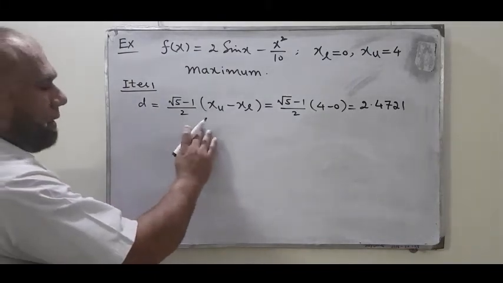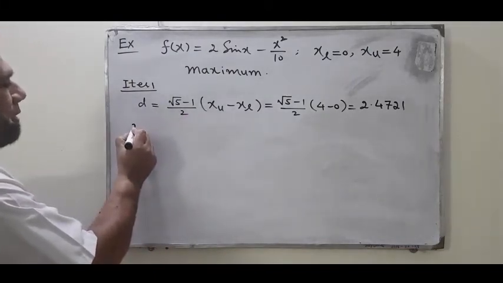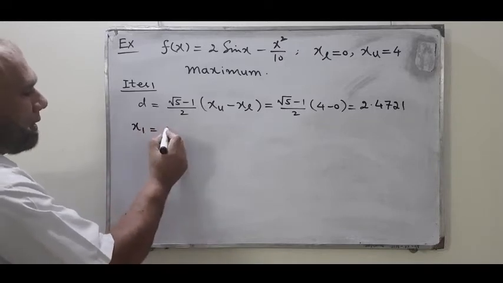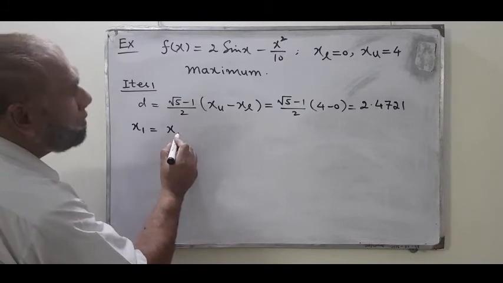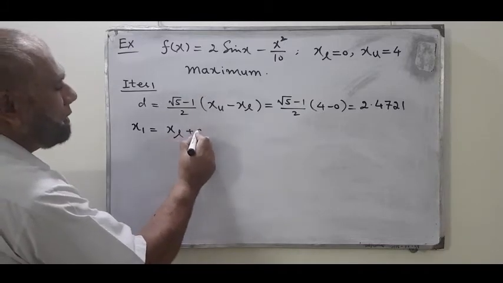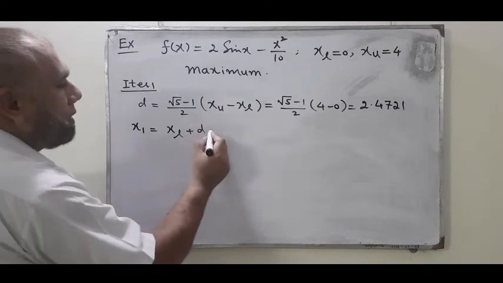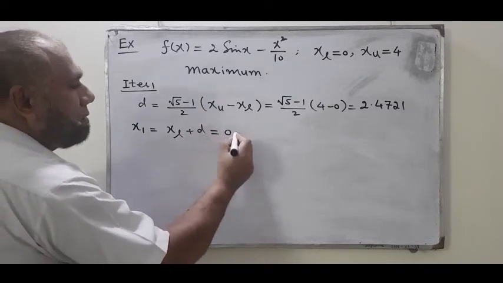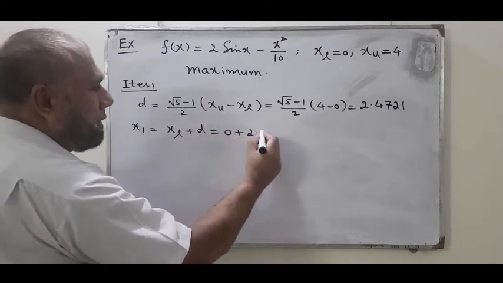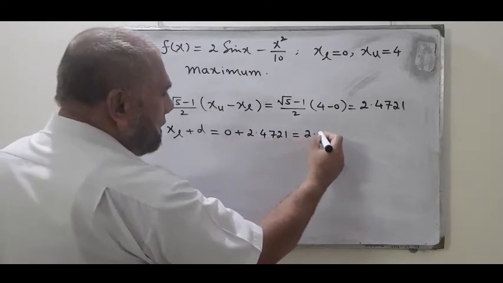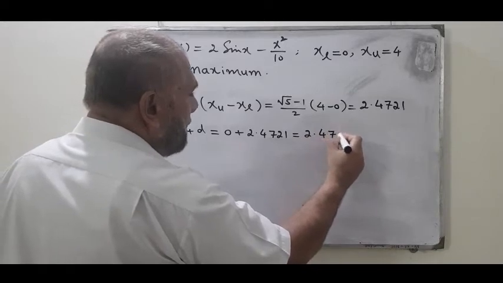So after finding d, now we move to find x1. The x1 formula is xl plus d. This is the formula we learned so far to calculate x1. So xl is 0 and d we have just calculated, 2.4721. So the net result is 2.4721.